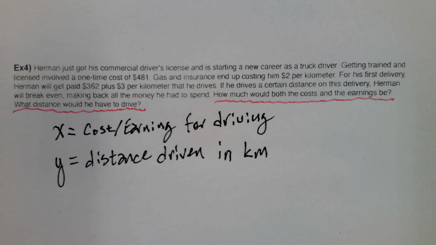So we're going to go back and reread. One sentence will give us how much money he had to pay. The other sentence will give us how much he made. So his cost and his earnings. Okay, this is all well and good, but we don't need that. Here's where we start. Getting trained and licensed involved a one-time cost of $481. Gas and insurance cost him $2 per kilometer. Let's underline that sentence.